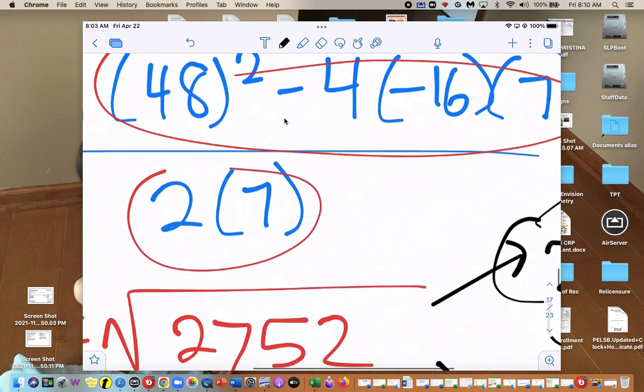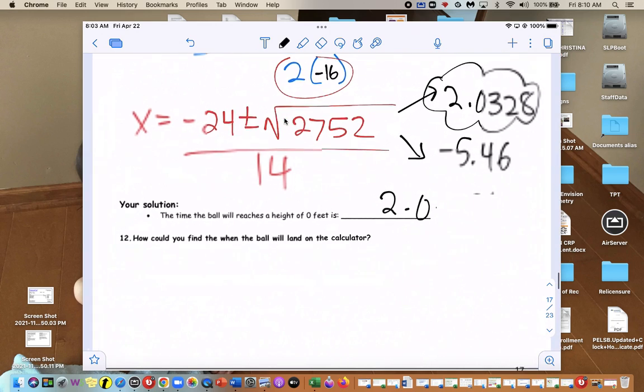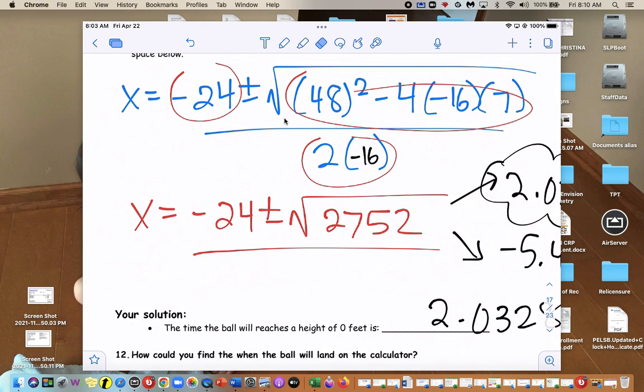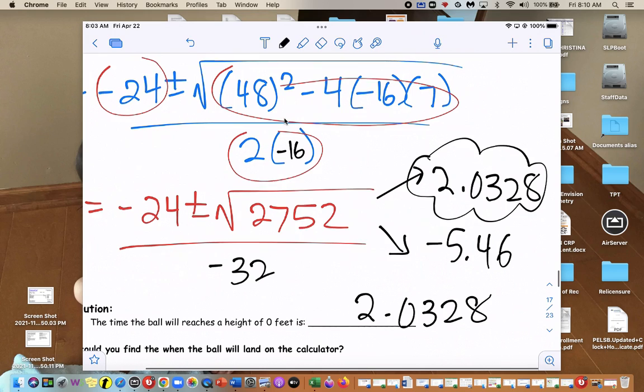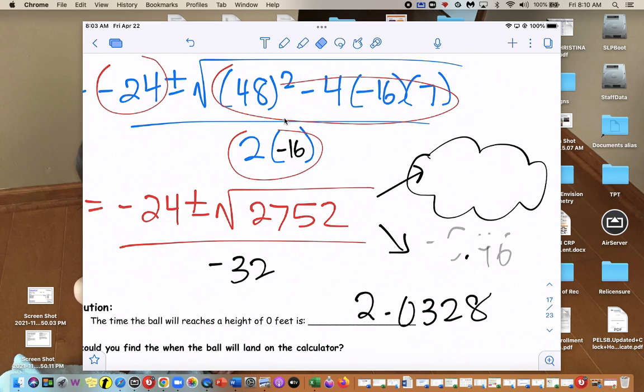Oh, right here. I keep putting the wrong numbers everywhere. So this should have been my A value. This should have been negative 16, which changes this to negative 32, which changes our answers. Recalculate. We already know what one answer is. It will be 1.75 seconds, but let's try it and see if we get that.